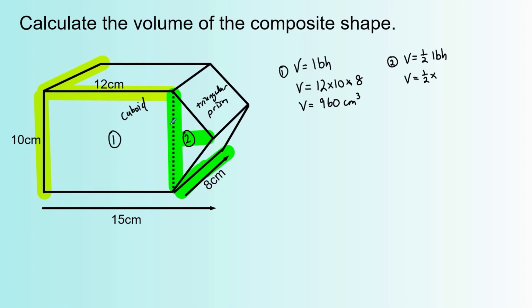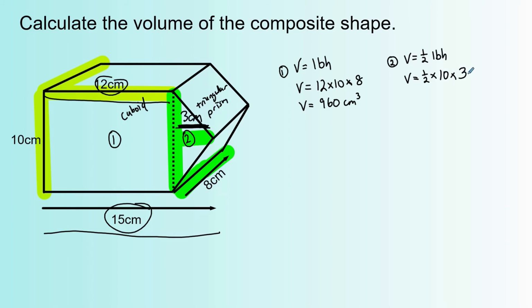First one, not too bad, that's 10 from across here. So half times 10 times this part here. Well, we're not given that. What we're told is that the whole shape is 15. And this part was 12. So 15 take away 12 must leave 3 centimeters for that part there. So half times 10 times 3. And the height, or how far back the shape's going, 8. Again, just type that into your calculator. That should give you 120 cubic centimeters.